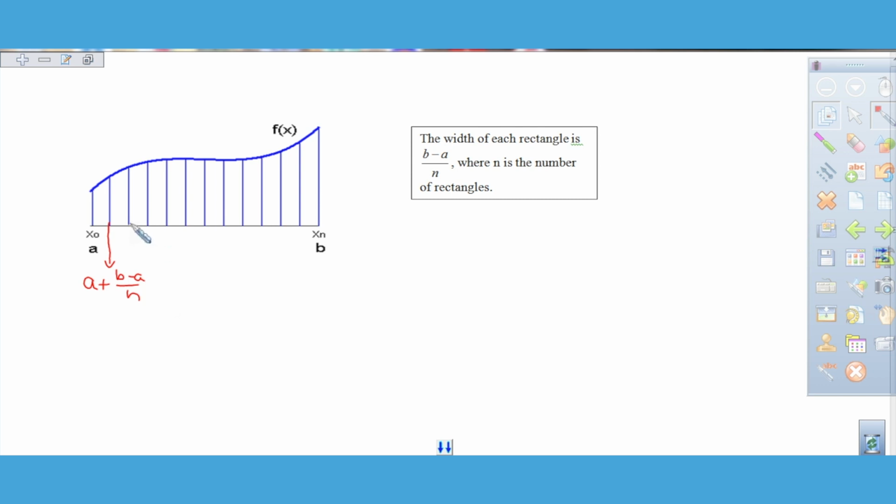Okay? This guy would be a plus 2 of those, right? Because there's two distances, a plus the two distances, 2 times b minus a over n. This guy right here would be 3 of those, right? It'd be a plus 3 of the b minus a over n, if we wanted to find the x value right there. So this x, we'll call this x of 1. This x of 1 would be a plus the width of each rectangle. And then this guy, x of 2, would be a plus 2 of those, right? Okay.